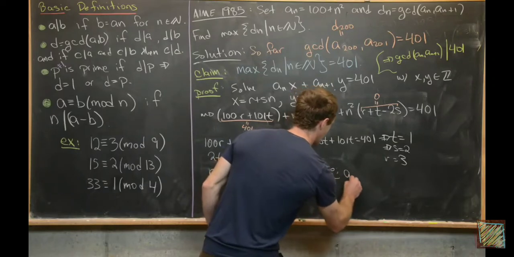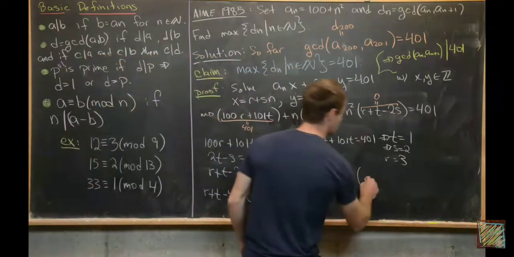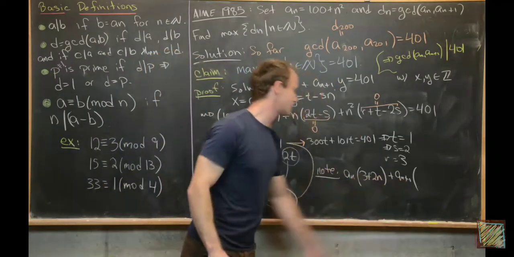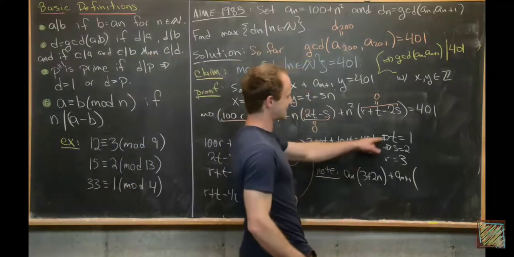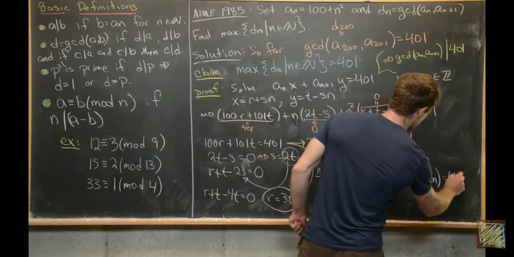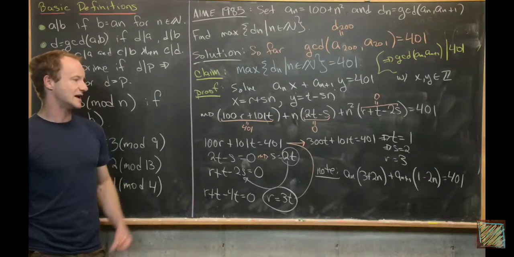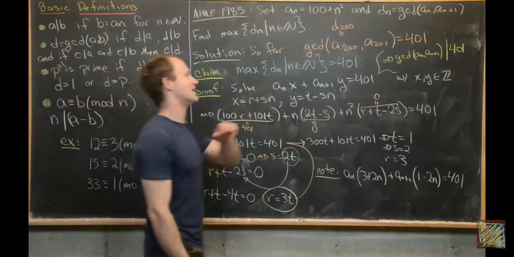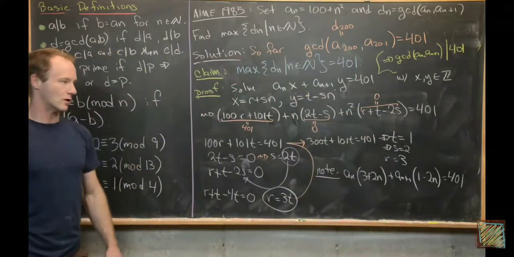So we have a sub n times r plus s n, so that's going to be 3 plus 2n. And then we've got a sub n plus 1 times y, which is t minus s n, so that's going to be 1 minus 2n, so that's going to equal 401. So we found the linear combination of a n and a n plus 1 that's equal to 401. But that means that the GCD of a n and a n plus 1 must divide 401.